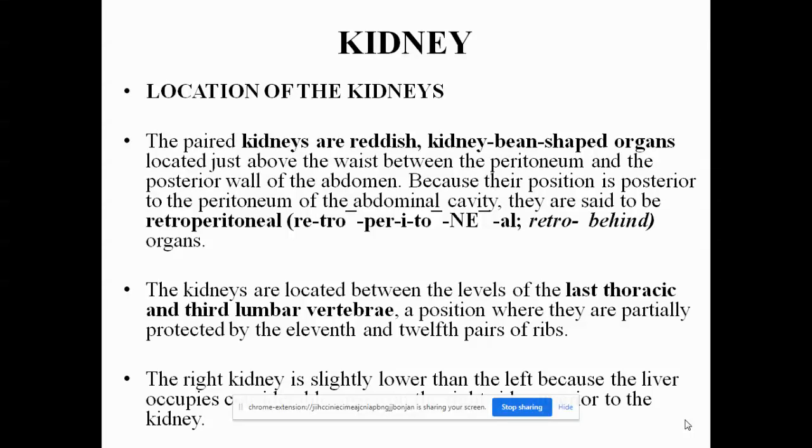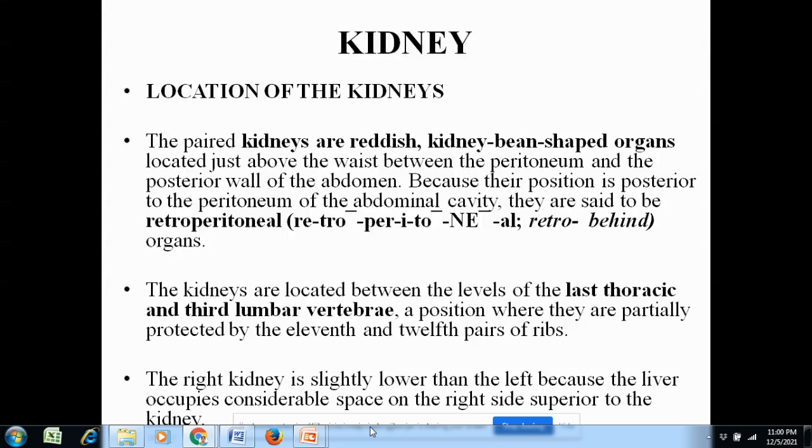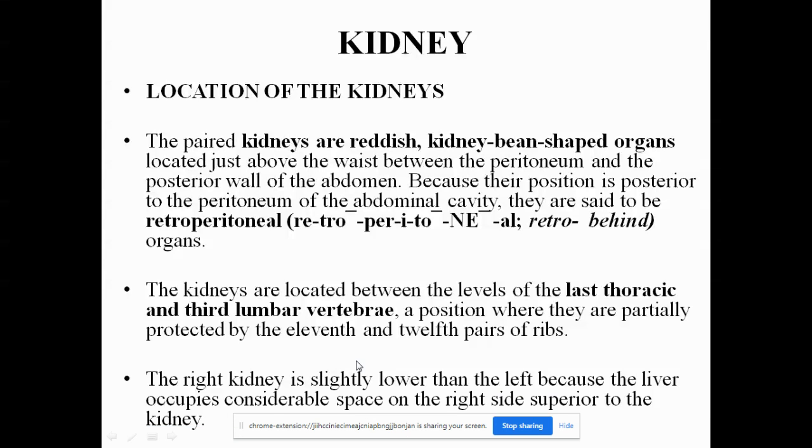The kidneys are located between the levels of the last thoracic and the third lumbar vertebrae, a position where they are protected partially by the 11th and 12th pair of ribs. So where are they located? They are located between the last thoracic and the third lumbar vertebrae, and they are protected by the 11th and 12th pair of ribs.